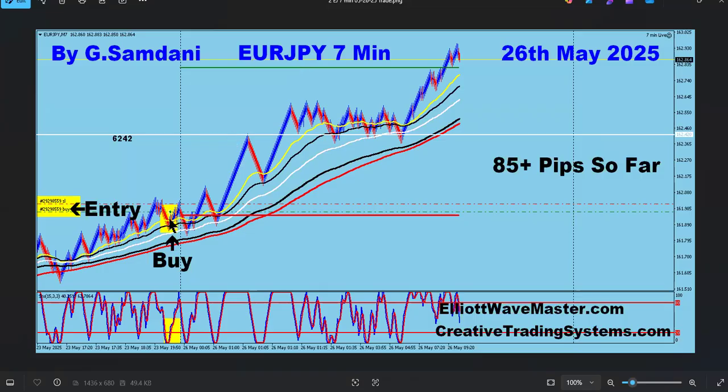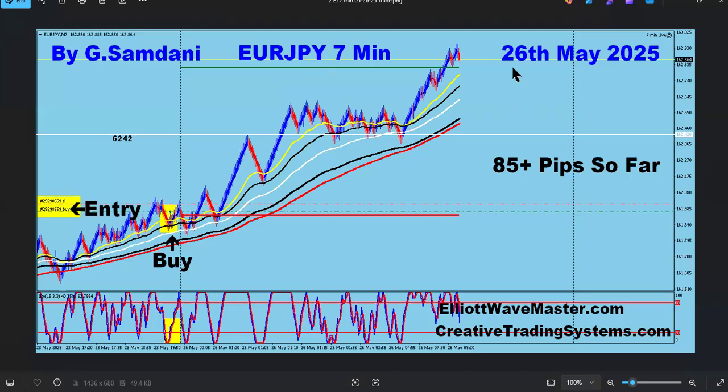Like this one here, see the arrow here. This is a 7 minute chart and a 7 minute EA. I made that for the 7 minute chart. I made a different EA, expert advisor robot, for the 20-minute chart, and it is separate because the stop loss is different. The entry conditions are the same.